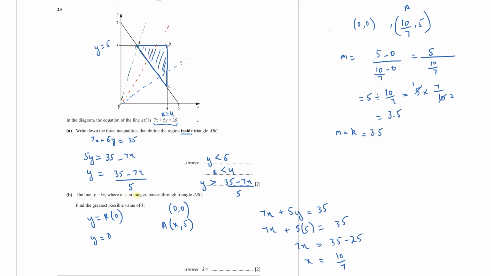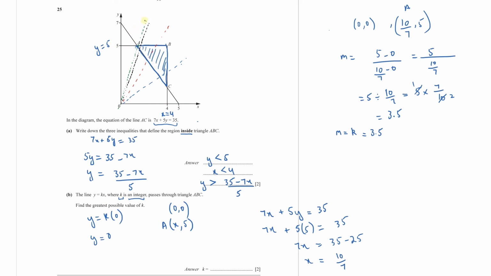But you have to make sure that the value of k is an integer, and k also passes through the triangle ABC. Right now it's passing through this edge. We have to make it pass through this triangle. So let me draw another line, this black line, which passes through this triangle ABC. So what will be the greatest possible integer value of k?